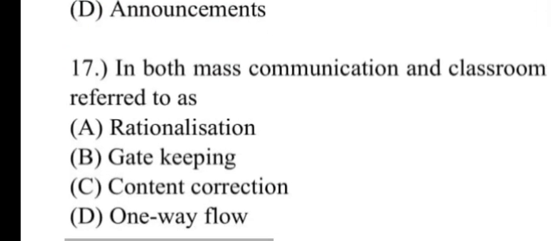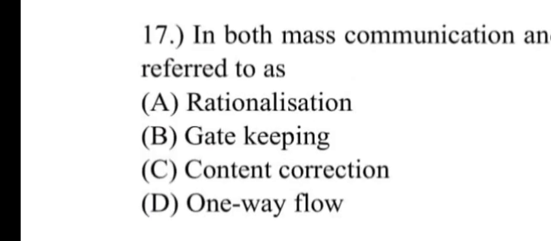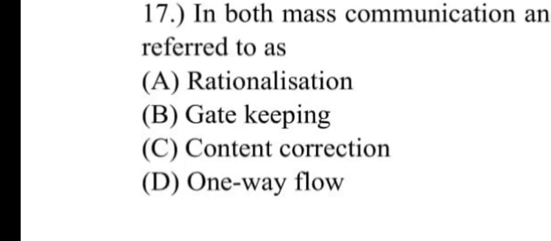Next, in both mass communication and classroom communication, filtering of information and content is referred to as what? A, B, C, D: rationalization, gatekeeping, content correction, one-way flow. It will be gatekeeping.